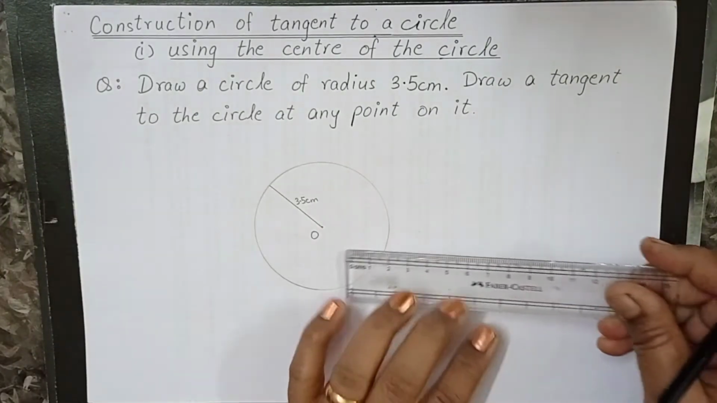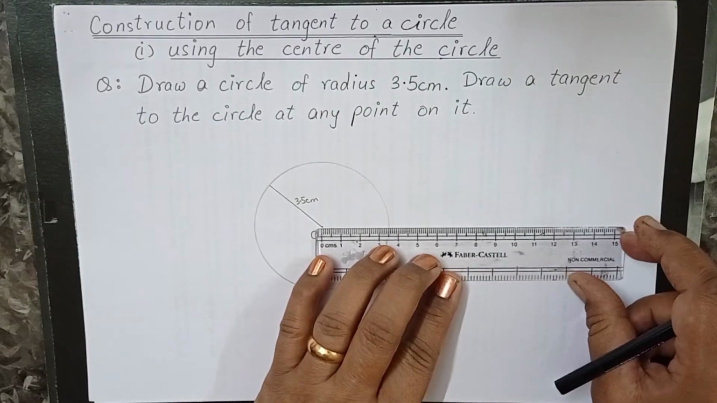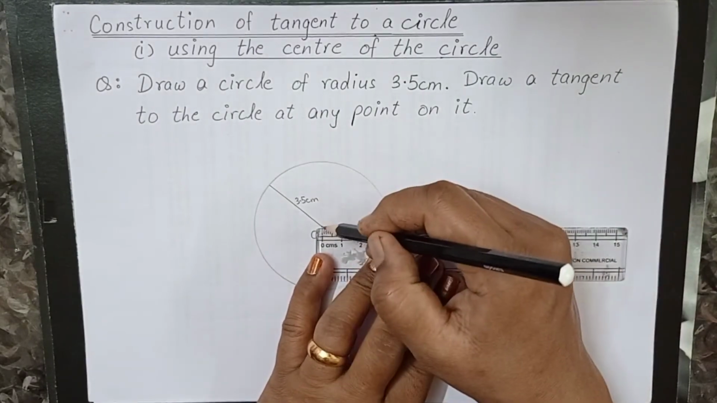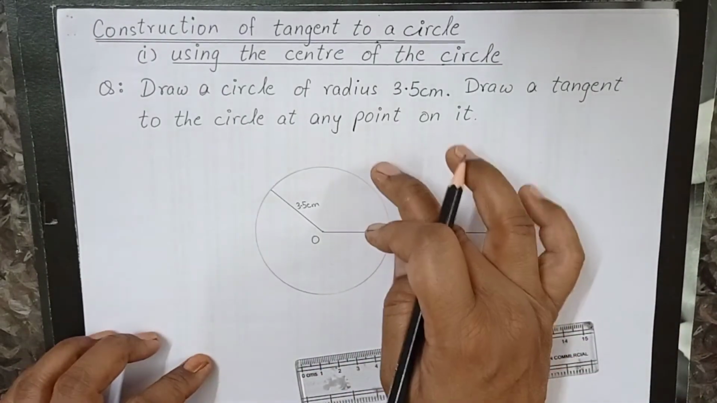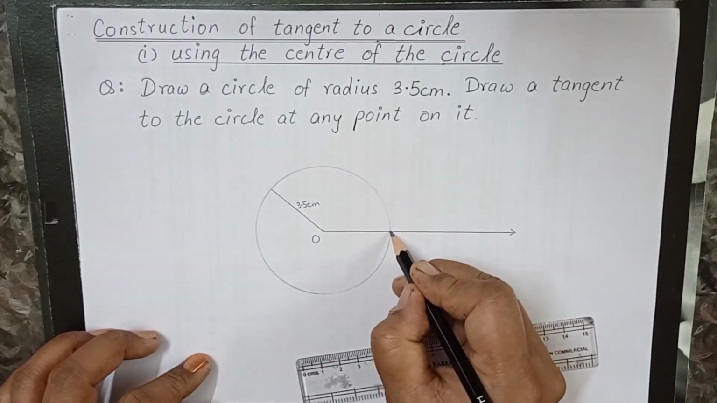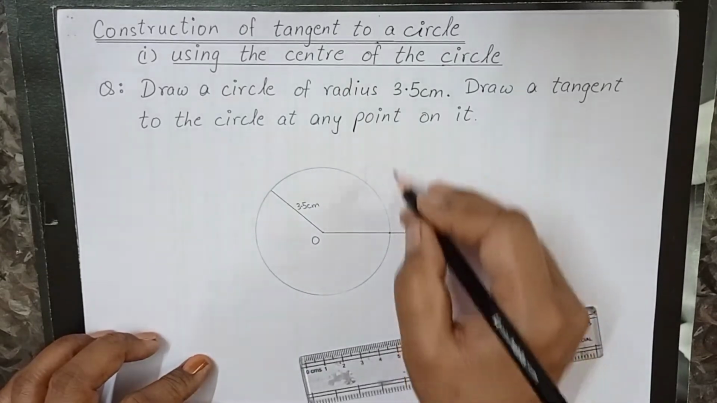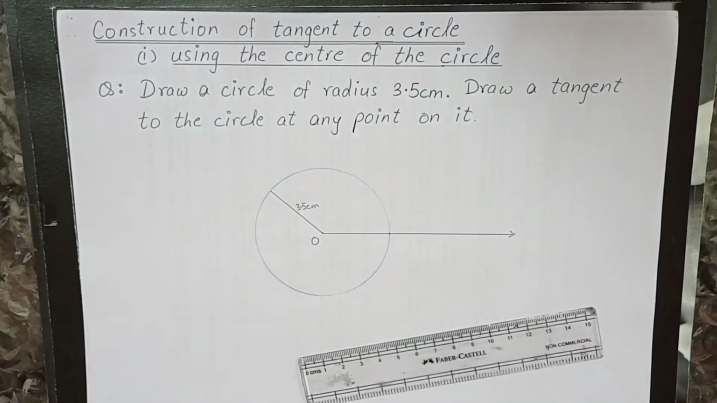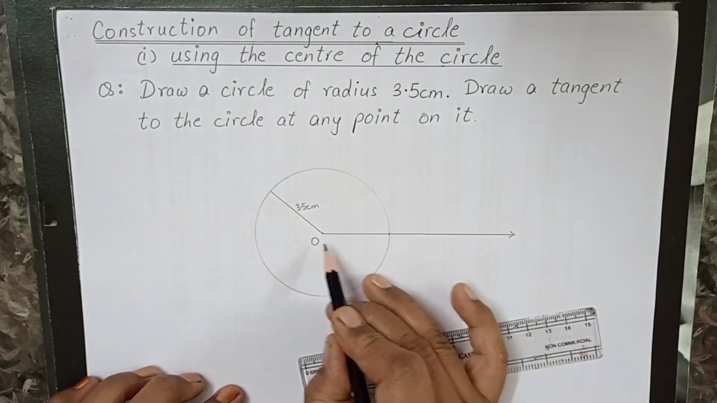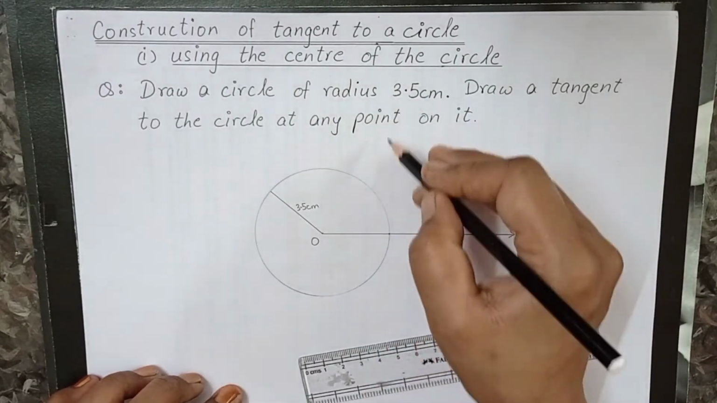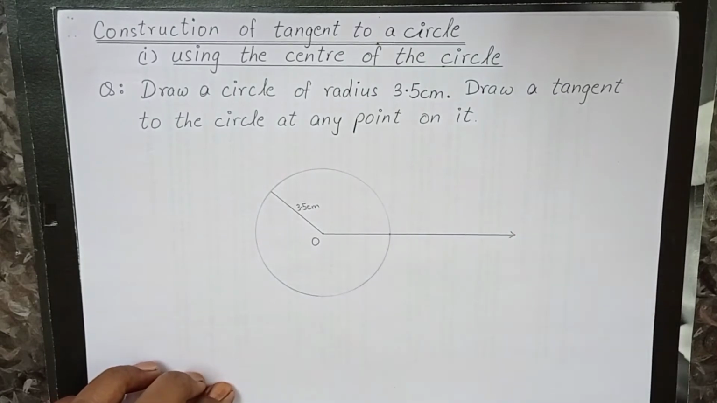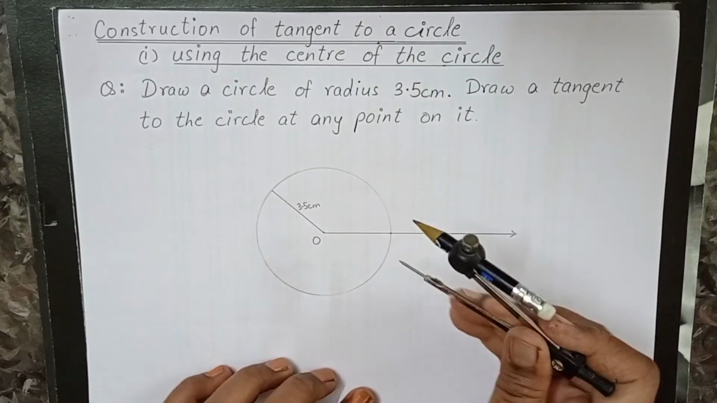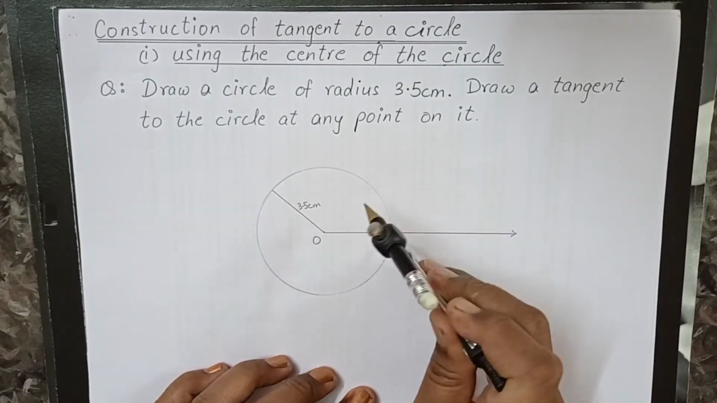First and foremost, we have to draw a line from the center. Now I want a 90 degree at this point. Why? Because as per the tangent theorem, the radius will be perpendicular to the tangent. So when I draw a 90 degree, I will get the perpendicular. So how to draw the 90 degree? This is the point of contact. I have to draw perpendicular from this point.